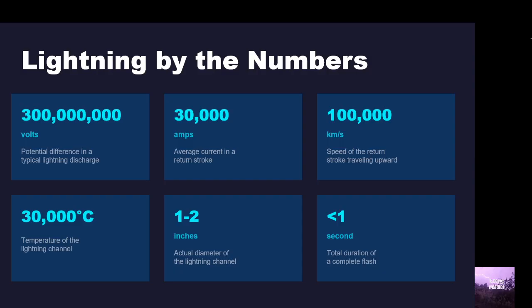Lightning by the numbers. 3 million volts: potential differences in a typical lightning discharge. 30,000 amps: average current in a return stroke. 100,000 kilometers a second is the speed of the return stroke traveling upward. 30,000 degrees Celsius is the temperature of the lightning channel. 1 to 2 inches is the actual diameter of the lightning channel. Greater than 1 second total duration of a complete flash.